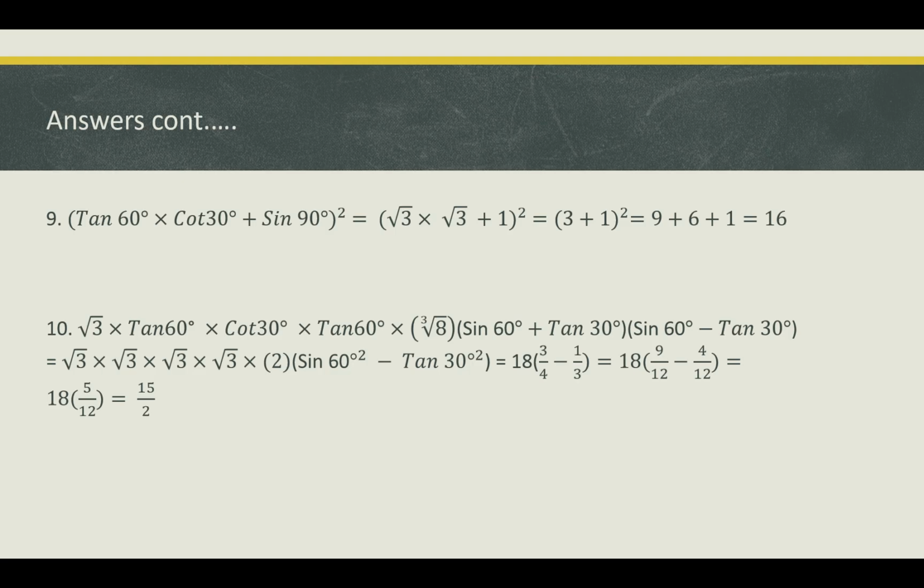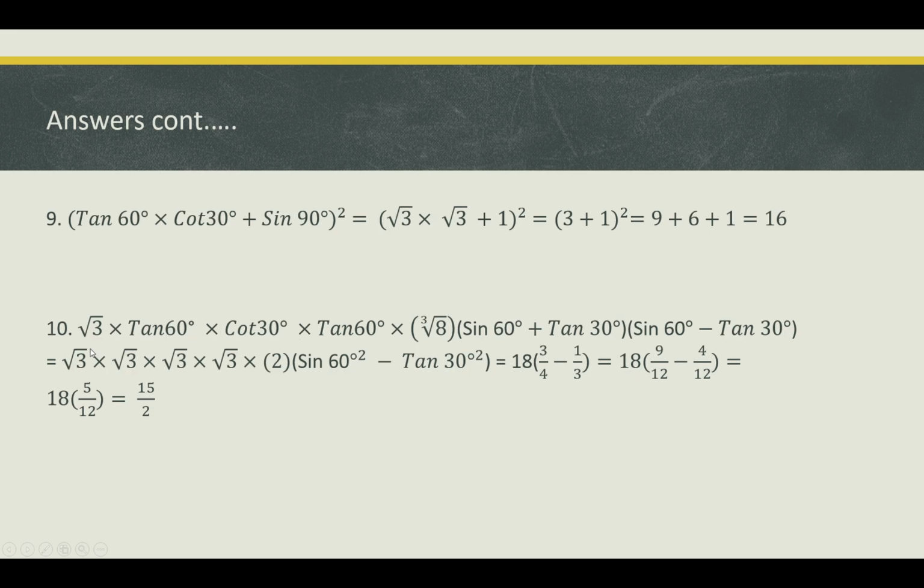So now instead of tan 60, tan 60 cot 30 and tan 60, I'm going to write under root 3, under root 3, under root 3, because all of these are equal to under root 3. And because there is an under root 3 here, it will become under root 3 multiplied by under root 3 multiplied by under root 3 multiplied by under root 3. And the cube root of 8 is 2, so it is multiplied by 2 and multiplied by 5 by 12. But of course I showed my working out.